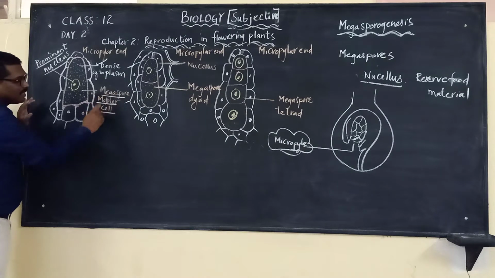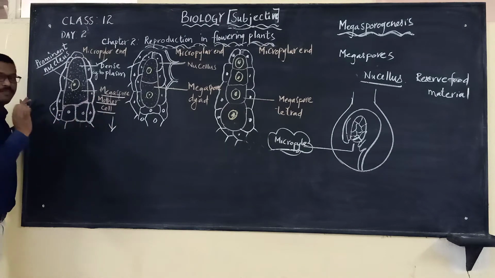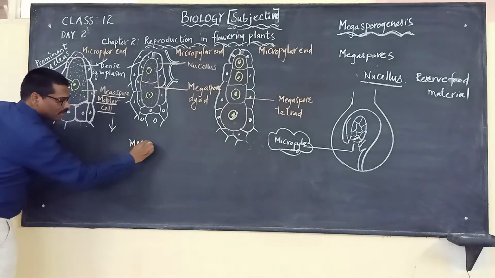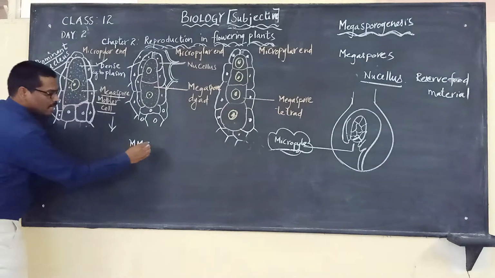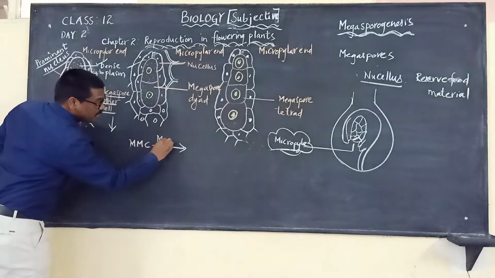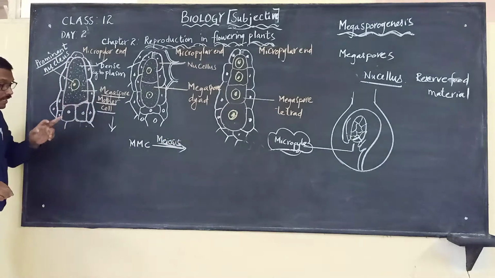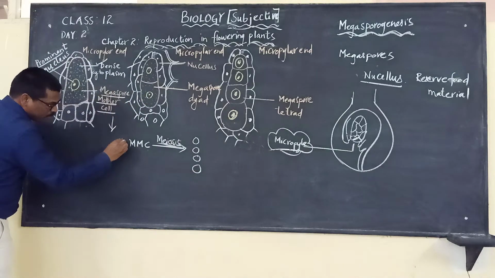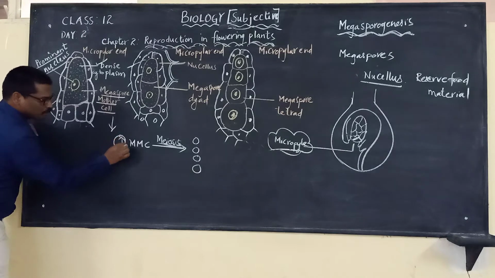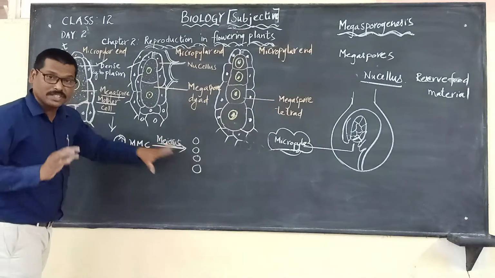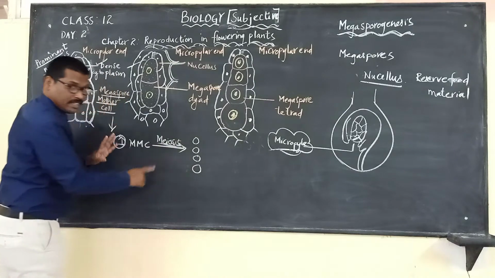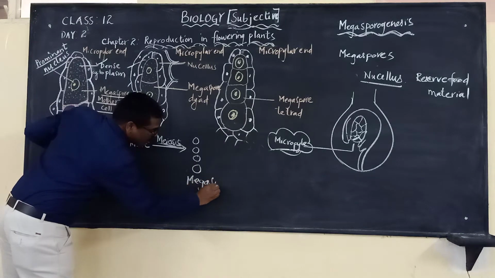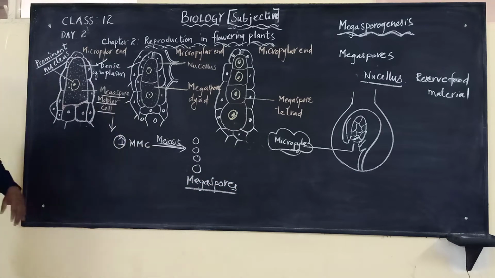Now, what type of division this megaspore mother cell undergoes is very important. In short we can call it MMC, megaspore mother cell. This megaspore mother cell will undergo meiosis. How many cells will it produce? Four cells. One megaspore mother cell, when it undergoes meiosis, produces four cells. All these four cells are haploid, and are called megaspores.